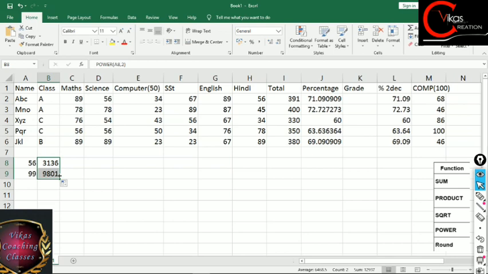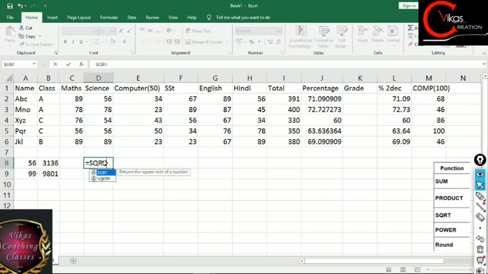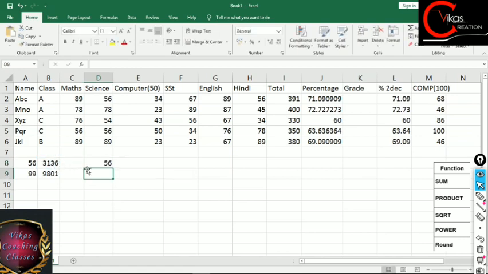Similarly, if in case you have to calculate the square root, then we will use SQRT function. We have to write equals to SQRT, bracket open, select the cell, press the enter key, and that's it, you will get your value back. Fine. So it was all about our mathematical functions.